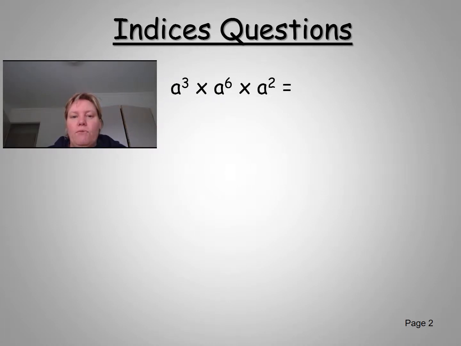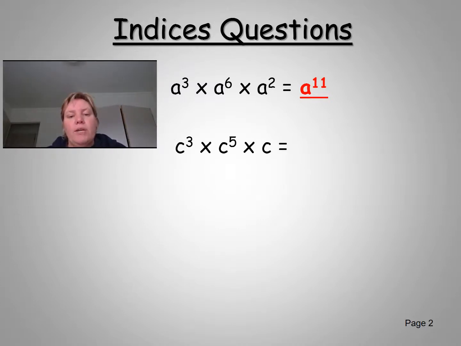If I've got a cubed, a to the 6 and a squared, I can multiply them all together, so it's going to be the base of a. Then 3, 6, and 2 is going to be 11. So it's actually a times a times a, and so on, or a to the 11.